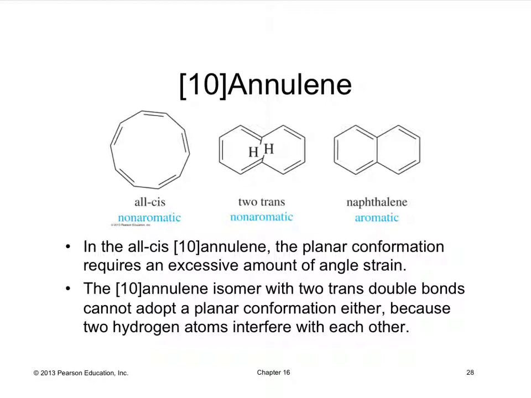If we look at 10-annulene, you can have the all-cis form. This will lead to a non-aromatic system because it's not going to be planar. The 2-trans form is also non-aromatic, but naphthalene is aromatic. Both the cis and the trans forms will be non-aromatic because the planar conformation is not retained, but naphthalene is planar, and as a result is aromatic.